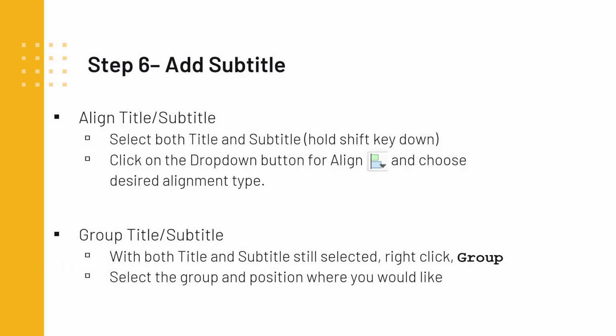Now we want to align the title and the subtitle. Select both the title and the subtitle by holding your Shift key down while you click on them. Then click on the drop-down button for the Align and choose the desired alignment type. Okay, and once it's finished being aligned, with both the title and the subtitle still selected, right click and choose Group. So it's going to make it one feature that you can move together. Then you can move the desired group to the position on your page.